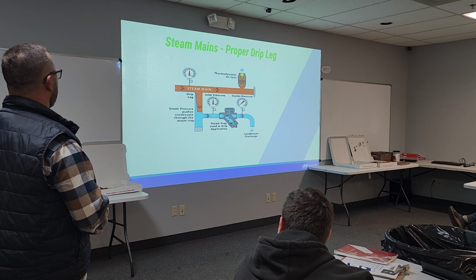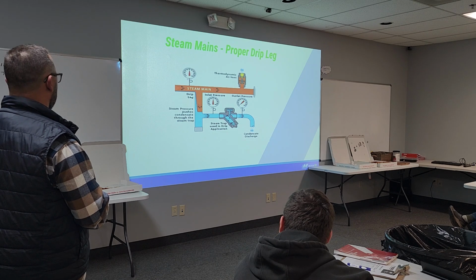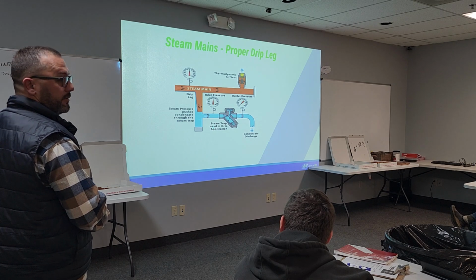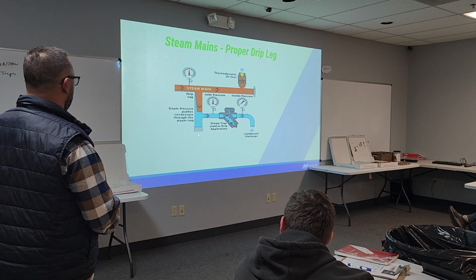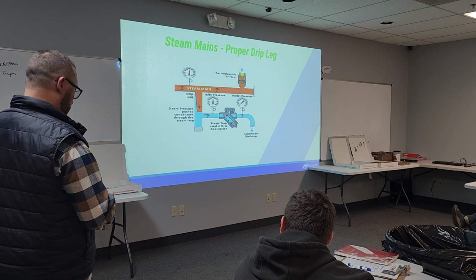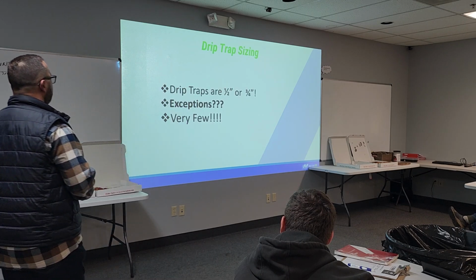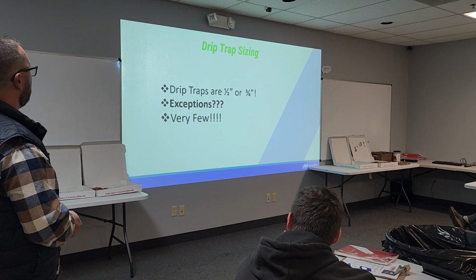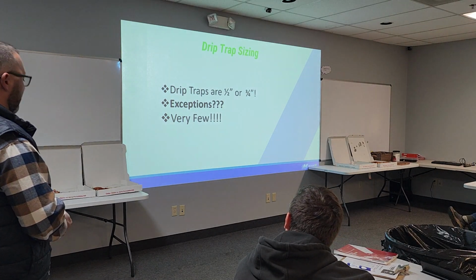So that's a pretty good looking steam main right there. That's got our hydraulic head, and we've got a spot that comes up and gives it a place to collect. And the only thing I'd like to see more is just a little ball valve right there. Drip trap sizing is simple, 1/2 and 3/4. Yeah, there's a few exceptions. Not many.